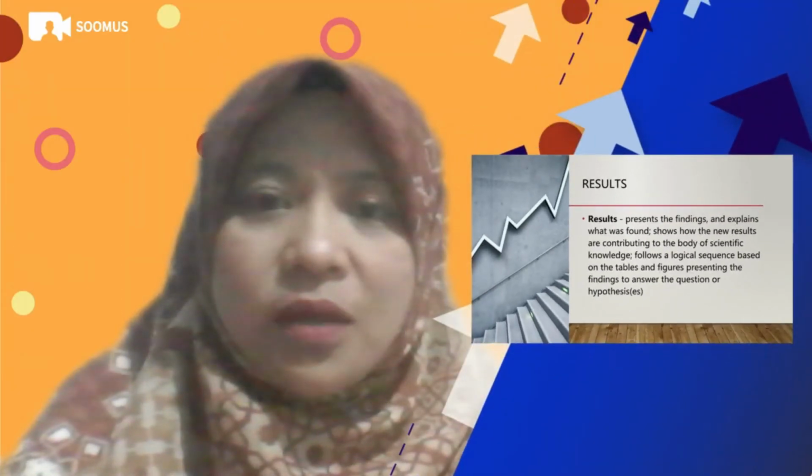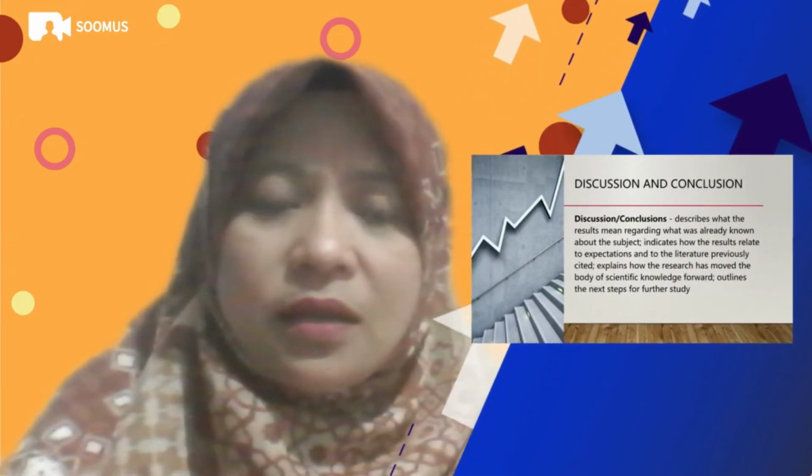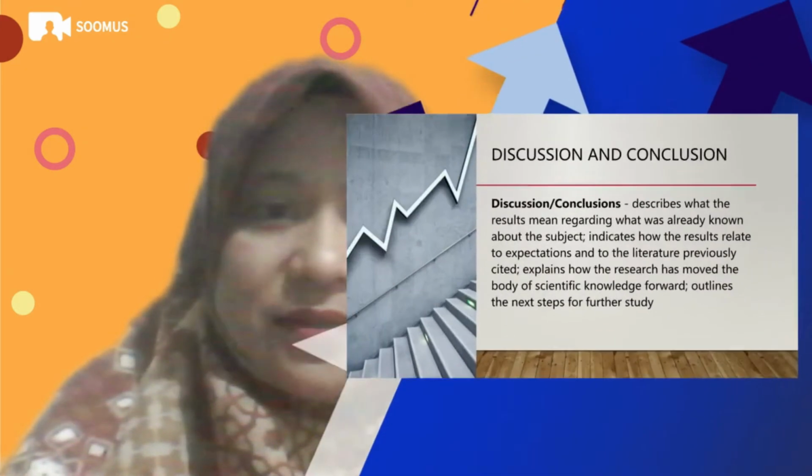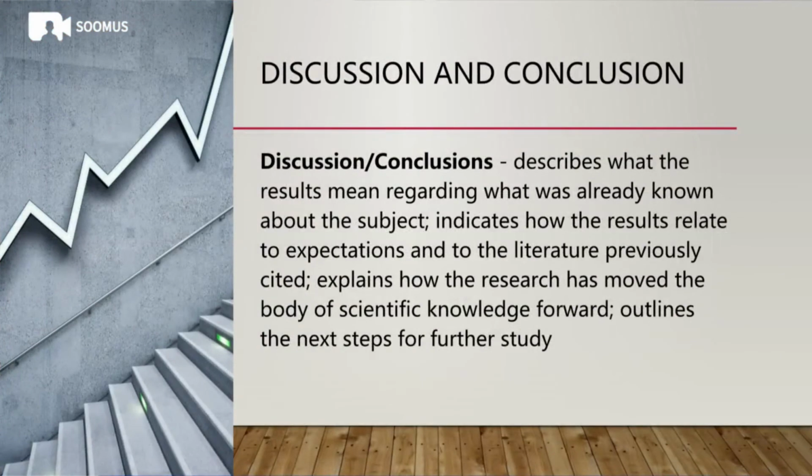Next, we'd like to talk about discussion and conclusion. Discussion and conclusions describe what the results mean regarding what was already known about the subject, indicate how the results relate to expectations and to the literature previously cited, explain how the research has moved the body of scientific knowledge forward, and outline the next step for further study.